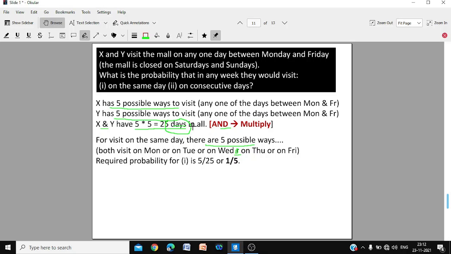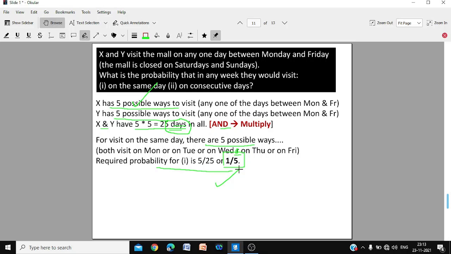There are 25 ways in which X and Y can visit, either together or separately, and there are 5 possible ways in which they could visit together, either both on Monday or Tuesday or Wednesday or Thursday or Friday. So the total required probability will be 5 out of 25 or 1 by 5. That is for the first one. If they want to visit on the same day, 5 possible ways out of total 25 ways, giving you 5 by 25 or 1 by 5, the first part of the answer.